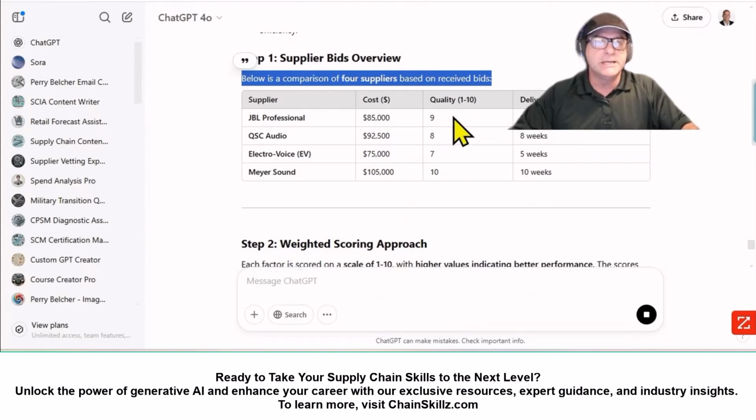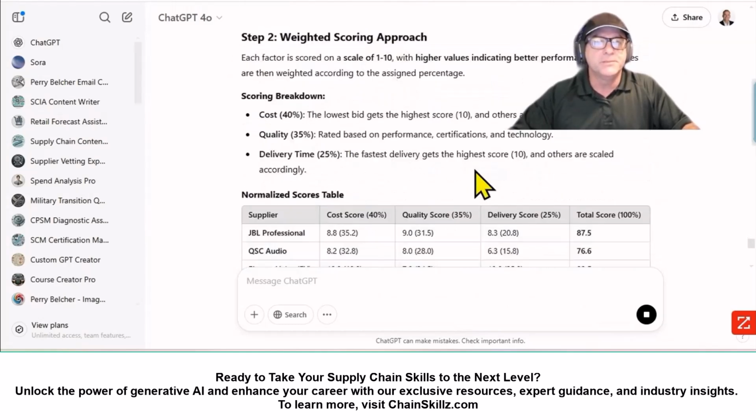Right? Quality is 9, delivery week 10, 6 weeks. Quality 8, delivery 8 weeks. Quality 7, delivery 5 weeks. Even though you get it sooner, it's not going to be a higher quality. Is that worth the decision? We'll come through it here.